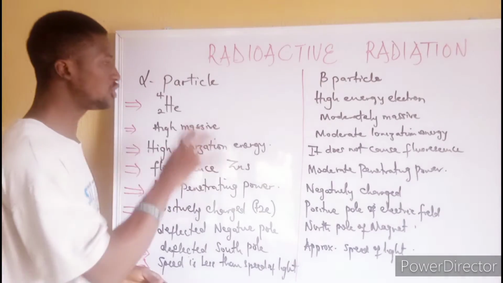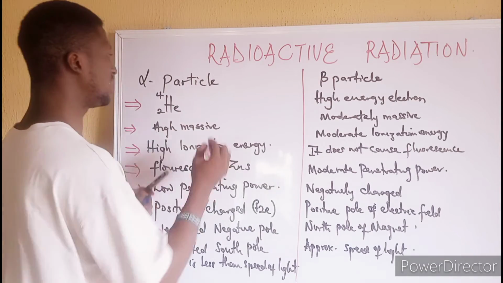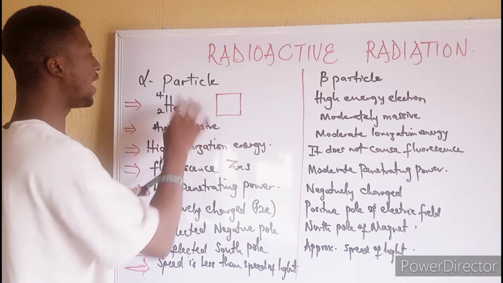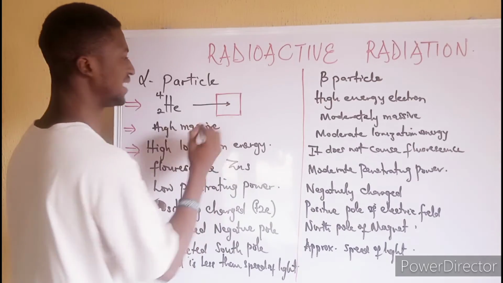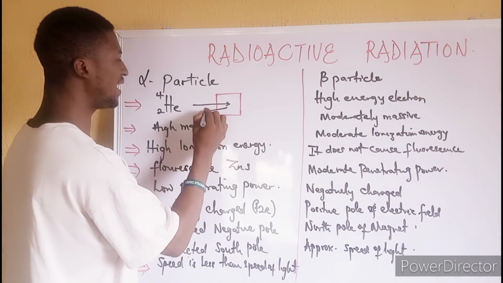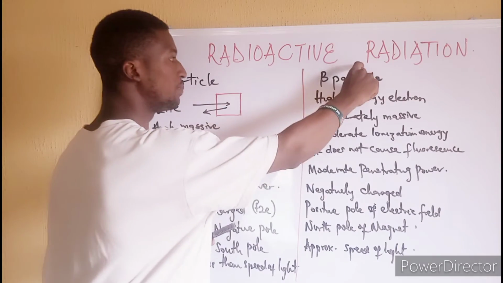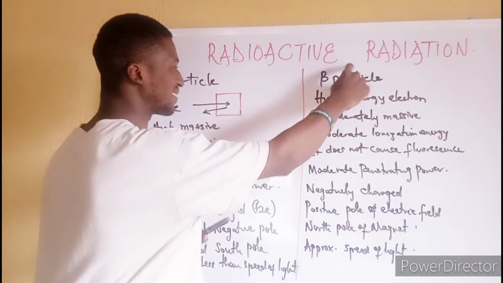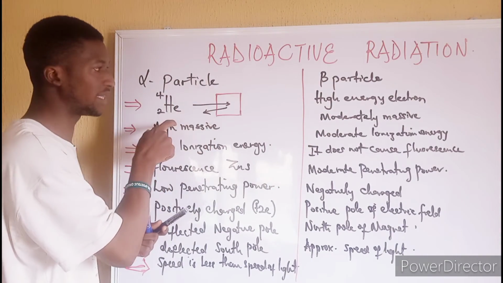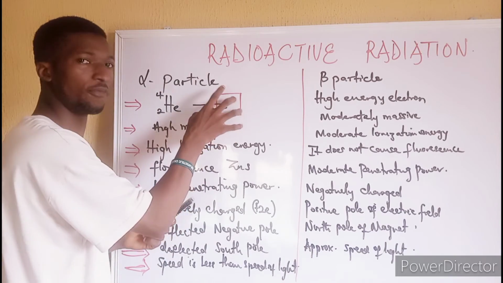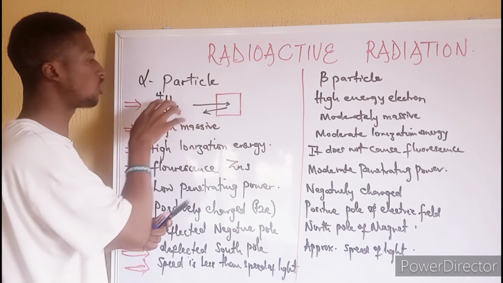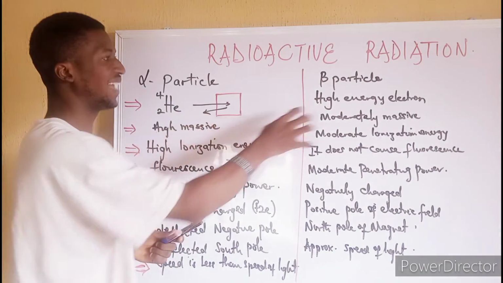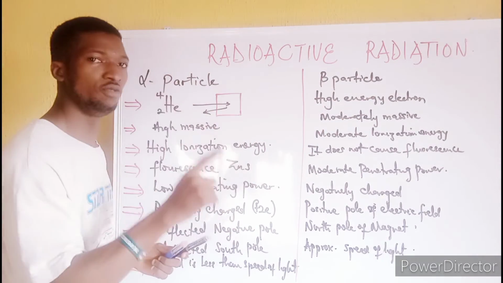Another thing I want you to concentrate on is that if we assume this is a sheet of paper, the alpha particle cannot penetrate it and will be deflected back. But the beta particle will penetrate through this sheet of paper because its mass is lesser than that of the alpha particle. So an ordinary sheet of paper can be used to stop alpha particle, but beta particle will penetrate through the paper and can only be stopped by aluminum sheet.